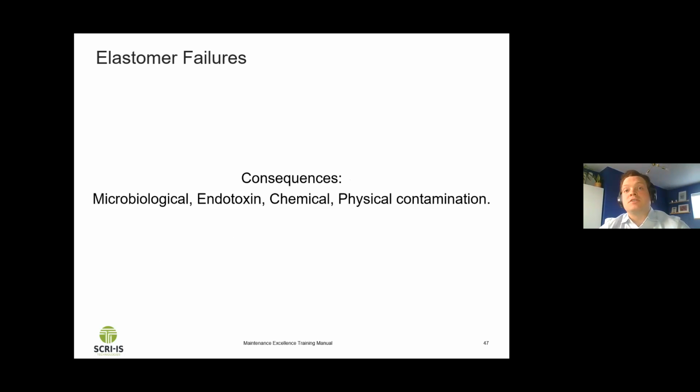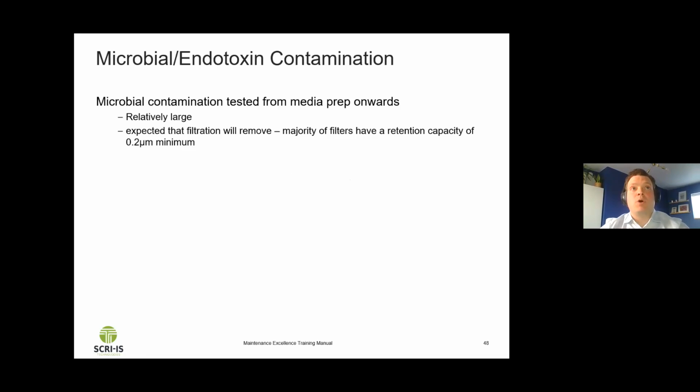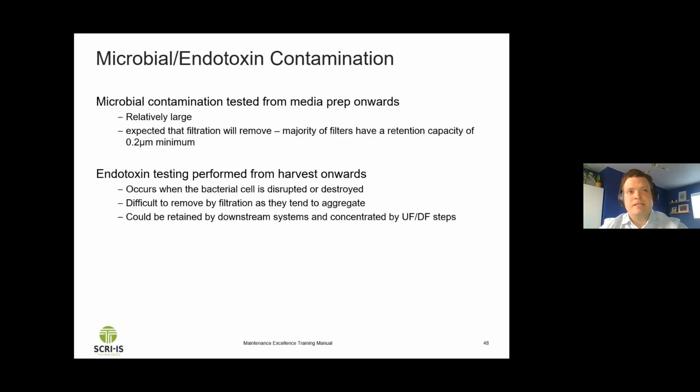Okay, so the basic consequences of all of these failures: microbiological, endotoxin, chemical, and physical. What's microbiological? Well, obviously microbes. Not a massive worry necessarily. They're relatively large, and you expect that filtration can probably deal with a lot of them, particularly as our filters are typically 0.2 micron minimum. Endotoxin is a bit more worrying. It can be difficult to remove by filtration. It can be retained by downstream systems.